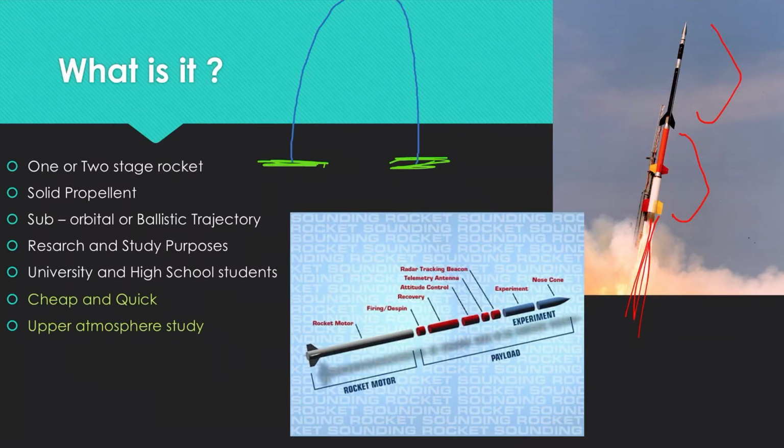So this is a very simple trajectory where you get a very less time, around 10 to 15 minutes in space, and you have to recover this whole system with the help of parachutes.